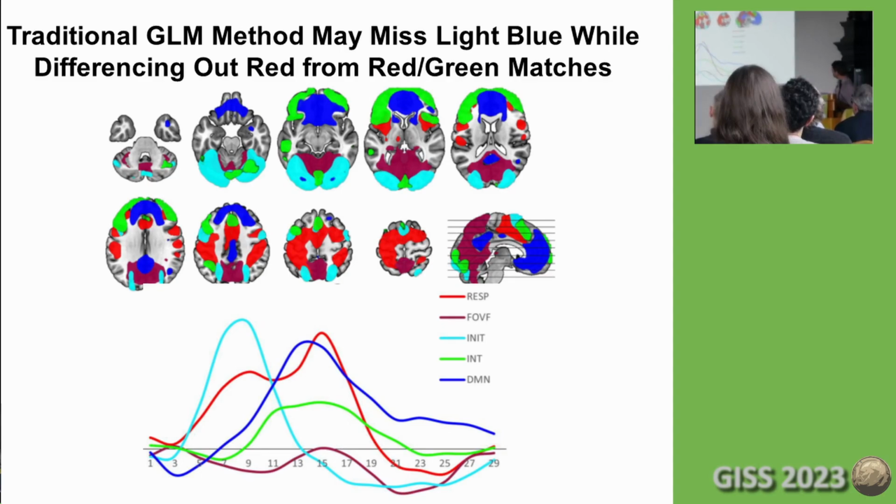Okay, so this is basically showing this again, showing this is the response. Traditional GLM method may miss light blue while differencing out red from green. So I'll talk about it a little bit more. When we use the assumed shape model, what people often do is have, say, one task, for example for working memory. You can have one working memory task that involves remembering the letters and responding, another one that only involves responding but not remembering the letters, okay? So this is the response network here, and this green one is the remembering the letters network, then paying attention to internal representation.